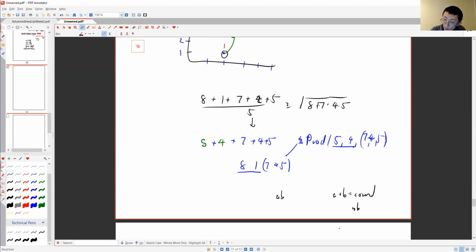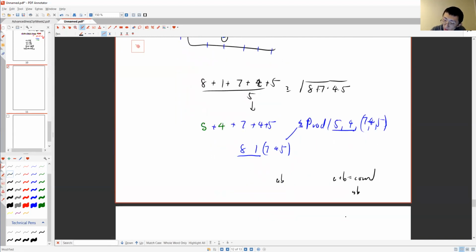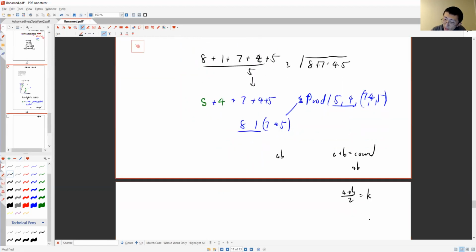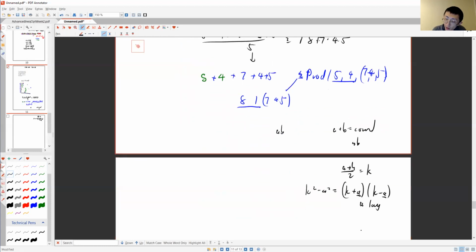The better way to think about it is if their average is k. If the average of two numbers is k, then if I add a to k and subtract a from k, then the further away they are from their average, if a is increased, then k squared minus a squared is decreased, right? So when a goes up, the product goes down.